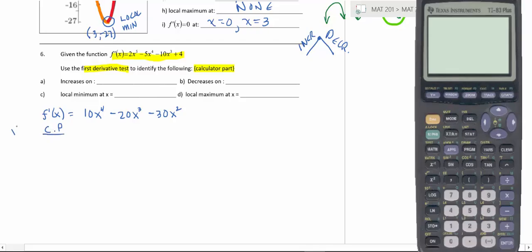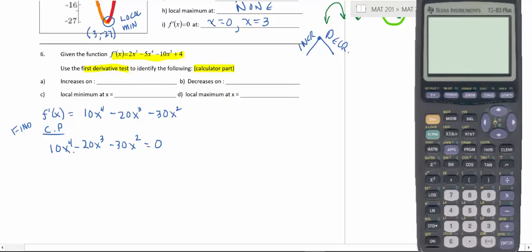So let's find the critical points. We find the critical points by looking where the derivative is 0 or undefined. This is defined everywhere. So we're going to take this first derivative and we're going to set this equal to 0. And we're going to solve that equation.